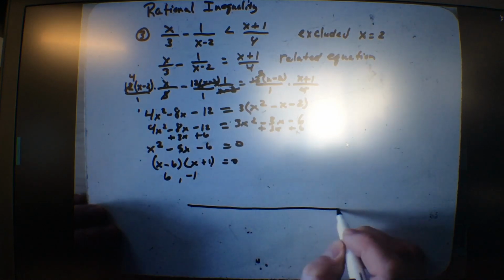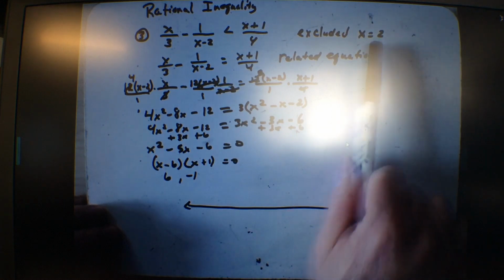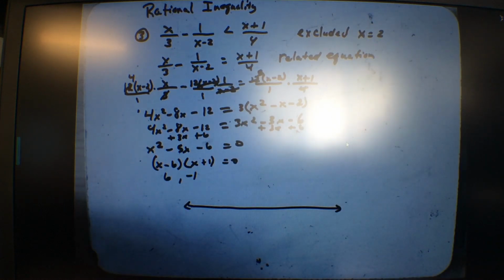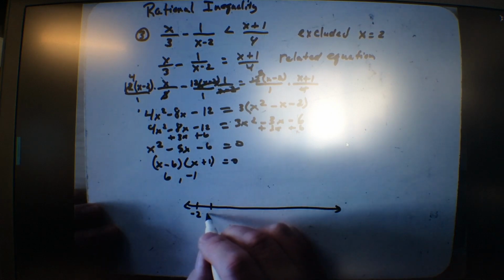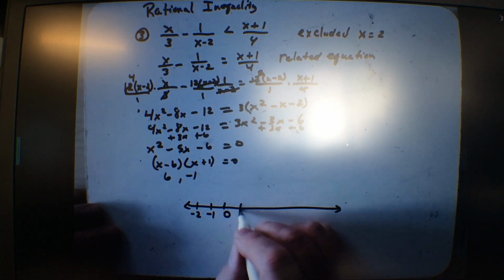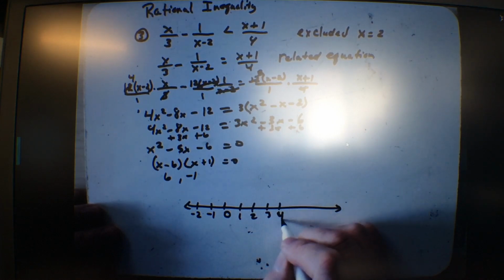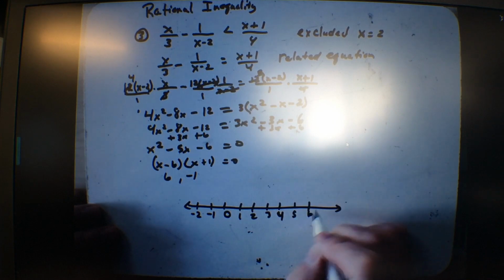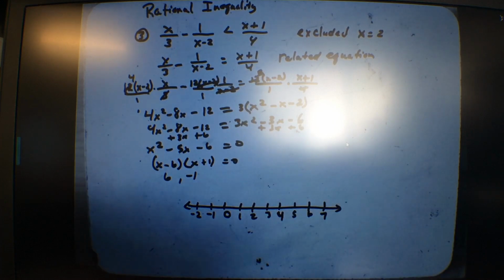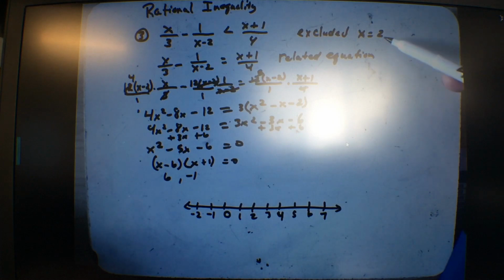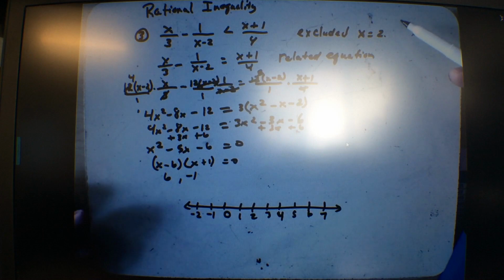Okay, so what we do is we create a number line and we put all 3 of these values on there. So I have 3 values ranging from negative 1 to 6. We go negative 2, negative 1, 0, 1, 2, 3, 4, 5, 6, 7. Do you all agree? I'm going to put all 3 values on here. What's the third one? 2 was my excluded value.